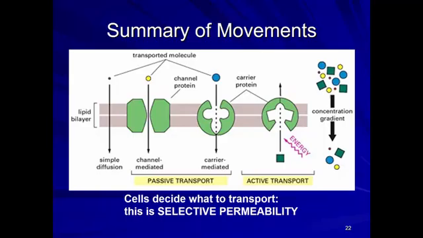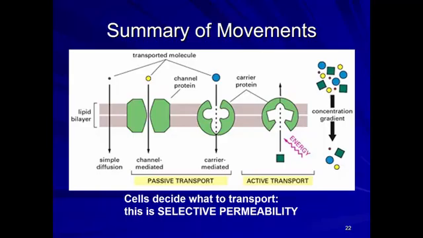In summary, movement of small particles is done by diffusion, facilitated diffusion, or active transport. Osmosis is a specialized form of diffusion of just water. The ability of cells to control what goes in and out allows them to take in what they need and get rid of what they don't want. If you don't get rid of the waste, it could build up and be toxic to the cell.